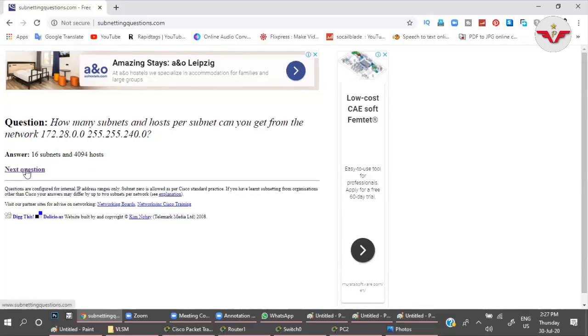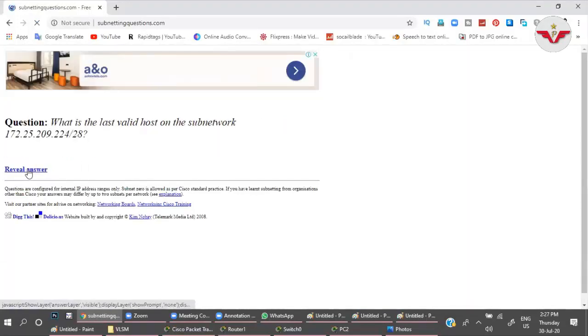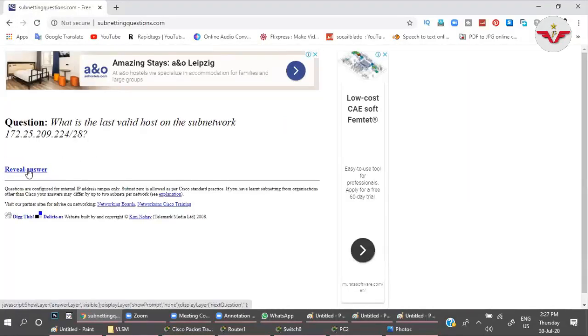Let us come to the next question. You guys will do this. What is the last valid host of the subnetwork? Last valid host.